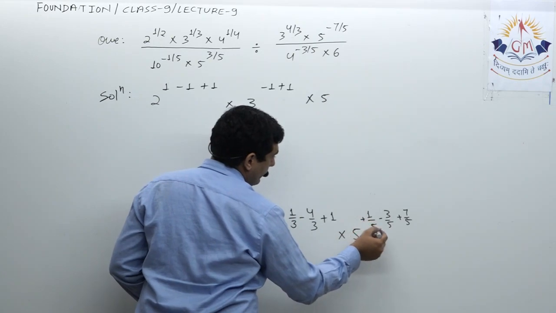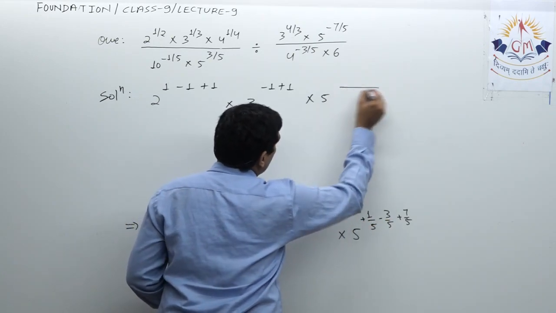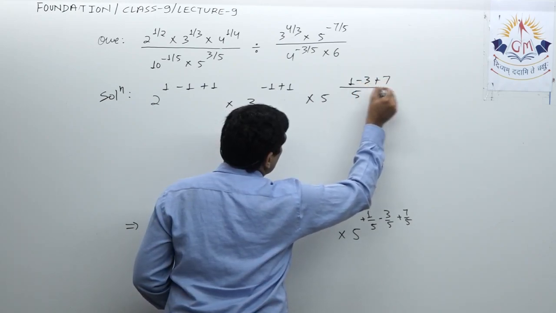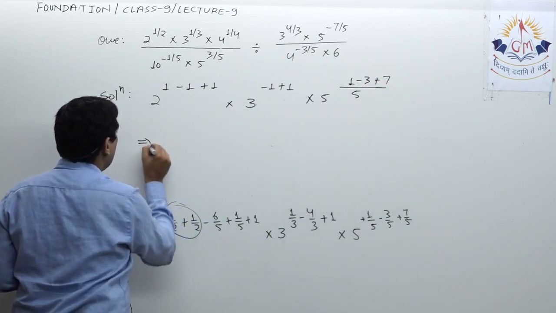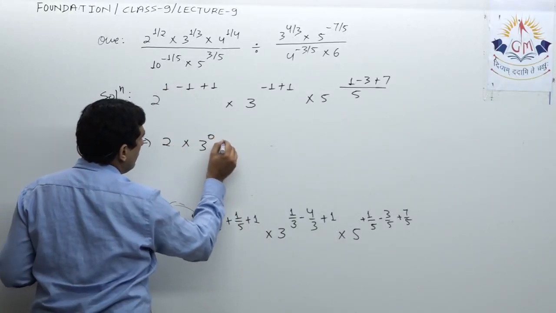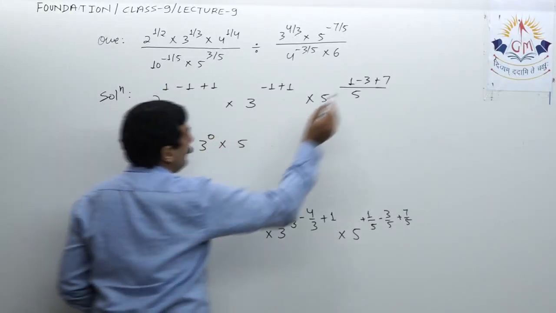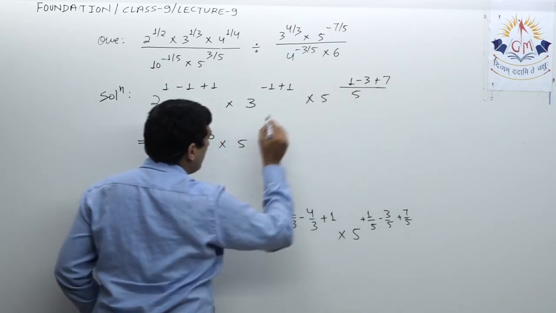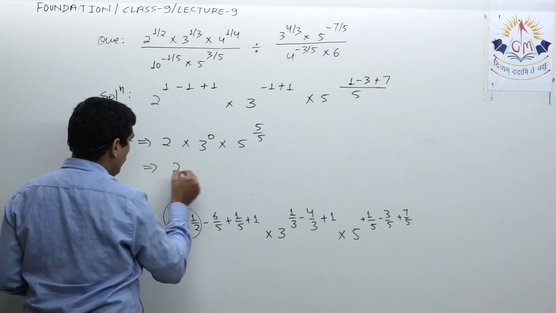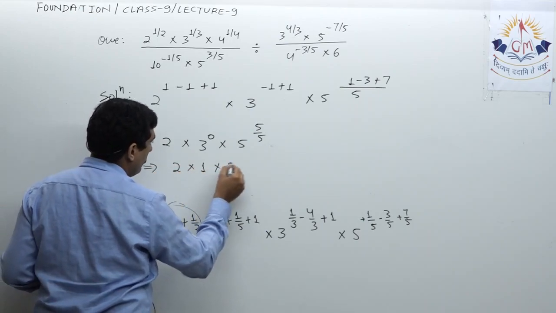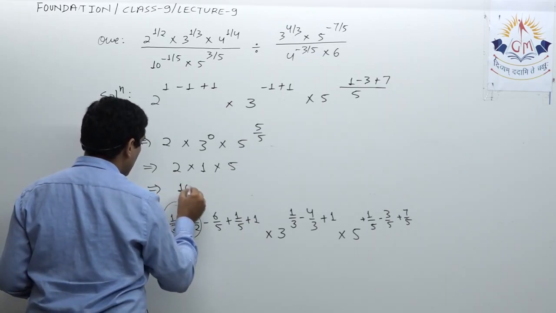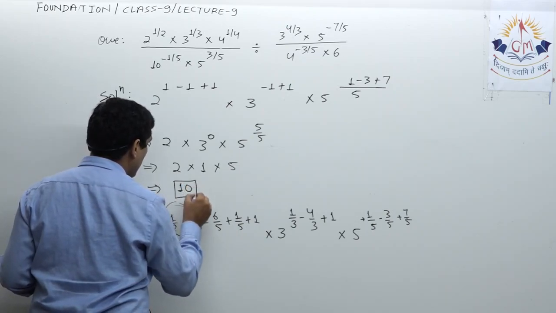Now over here the denominator is 5, so I will go with that only. 1 minus 3 plus 7. So here it is 2 plus 1 minus 1 is cancelled, only 2. 3 raised to 0, 5 raised to 7 plus 1 is 8, 8 minus 3 is 5, so 5 by 5. So here I have 2 multiplied by 1 multiplied by 5, so my final answer is 10. So please note it down.